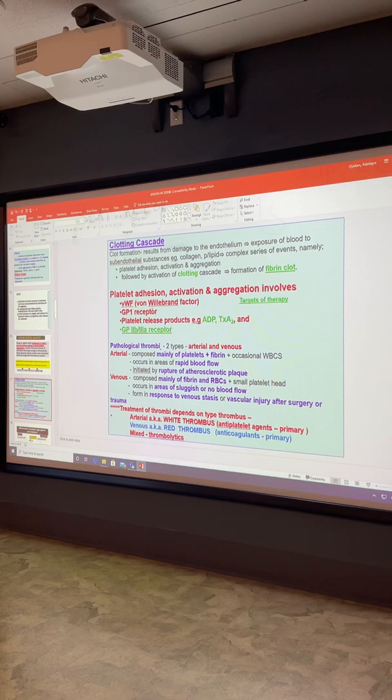And of course, don't forget our revision of arterial and venous thrombi. One contains mainly platelets, and that's why we'll be treating antiplatelets a lot today. And then what brings it about? Rupture of atherosclerotic plaque. Just using this to reinforce what we did last week.